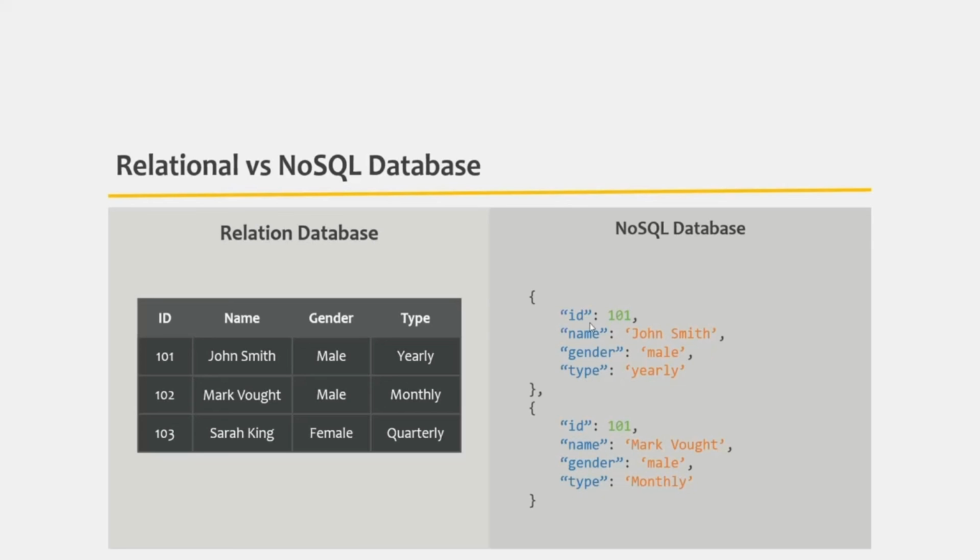And a field consists of key value pairs. So ID is the key and its value is 101. Name is the key, John Smith is its value. Okay, so in a NoSQL database, instead of tables, we have collections. Instead of rows, we have documents. And instead of columns, we have fields.